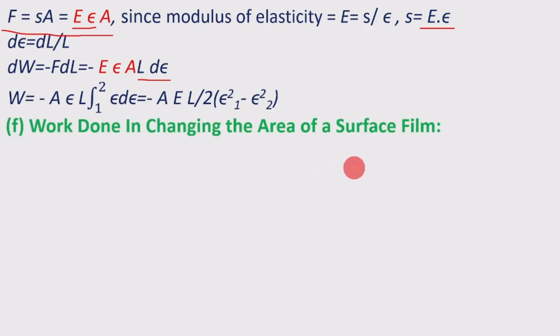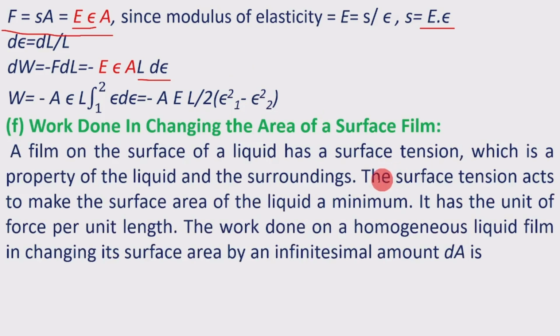Work done in changing the area of a surface film. When the surface of the film changes its area, then there is a work done. And how that work done is taken, that is due to the surface tension. That we'll discuss here.